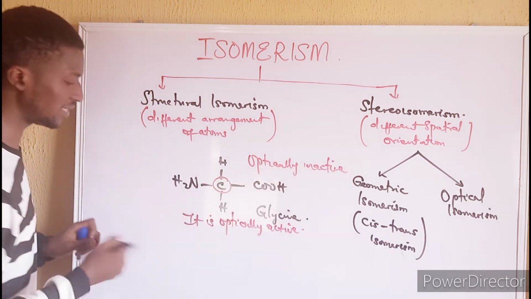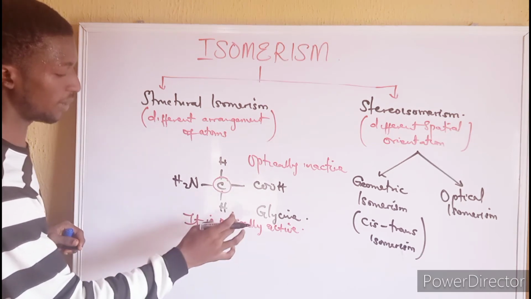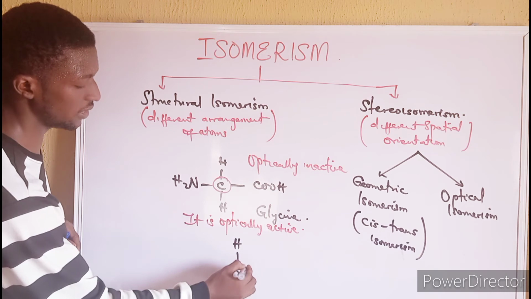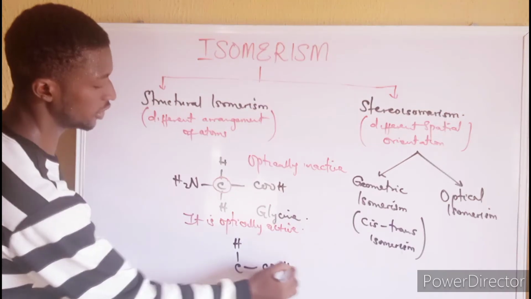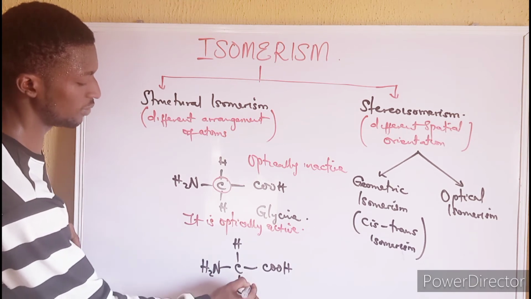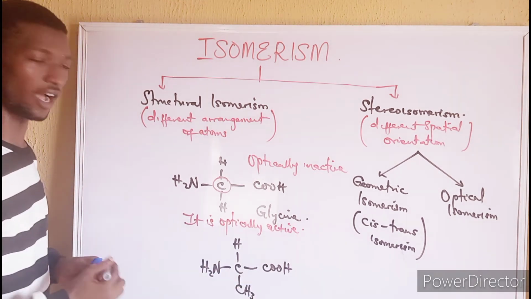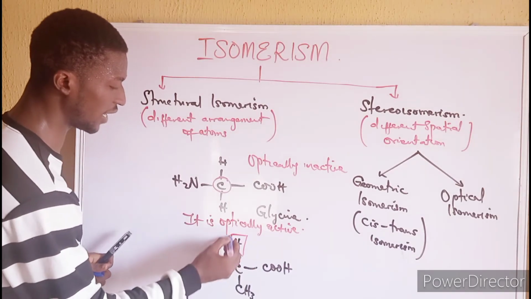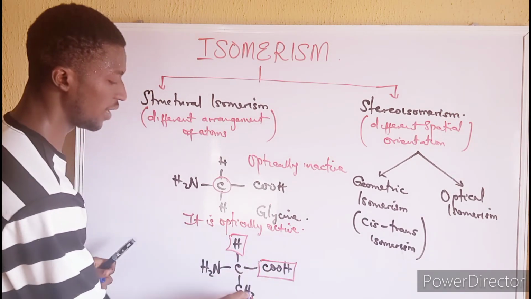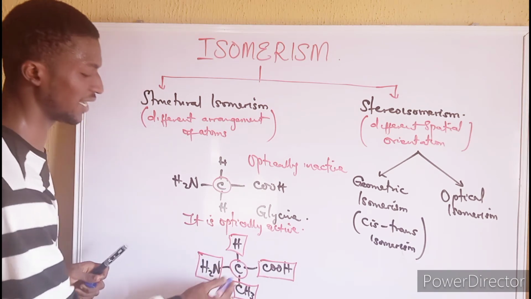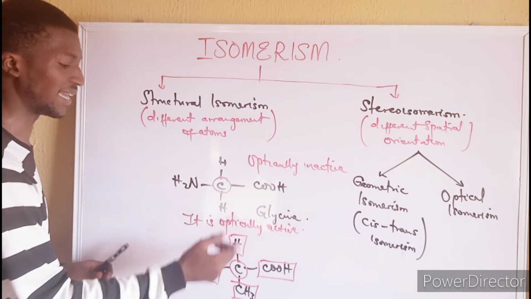But we can take the case of alanine now. In case of alanine, we can take H, you have C, here you have COOH, here you have NH2, and here you have CH3. In this case now, this is said to be optically active in the sense that the atom you have here is different from the atom you have here, and different from the atom here, as well as different from the atom here. So this is a chiral center. This is what I mean by a chiral center.